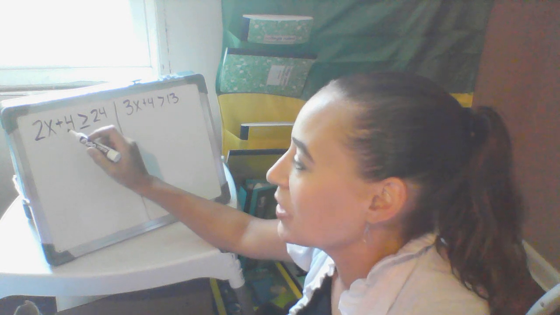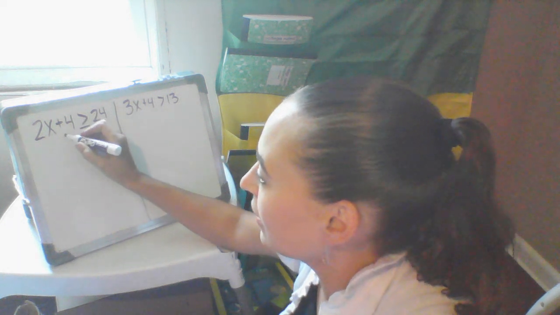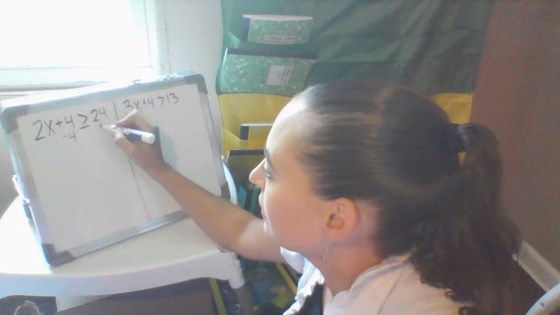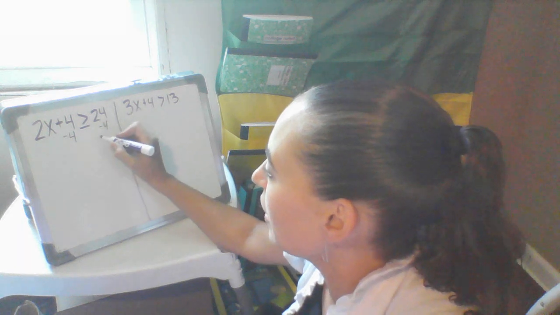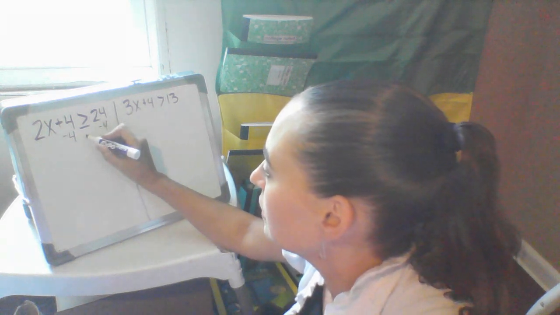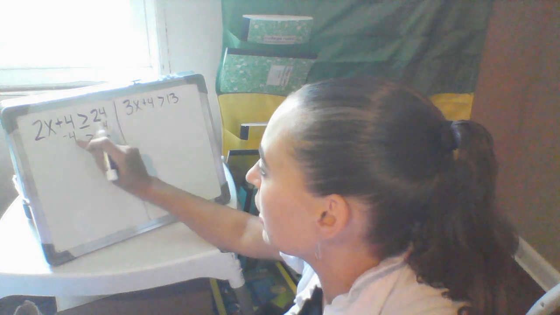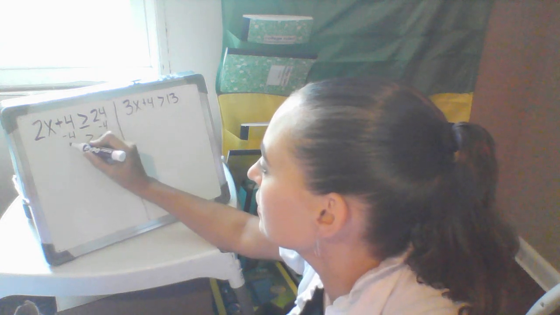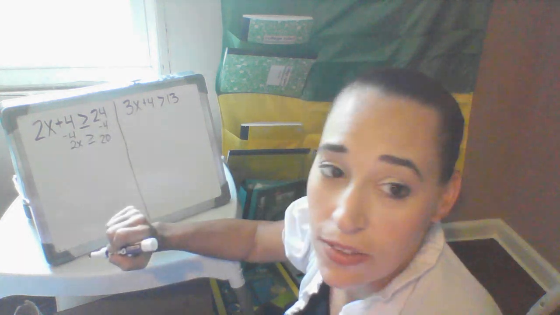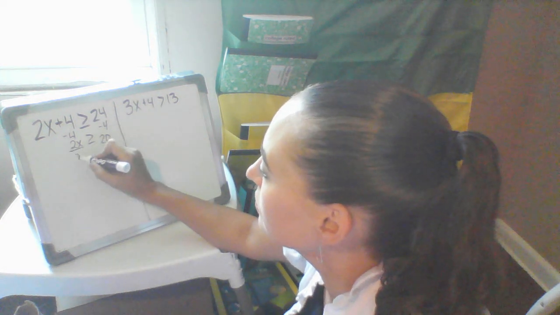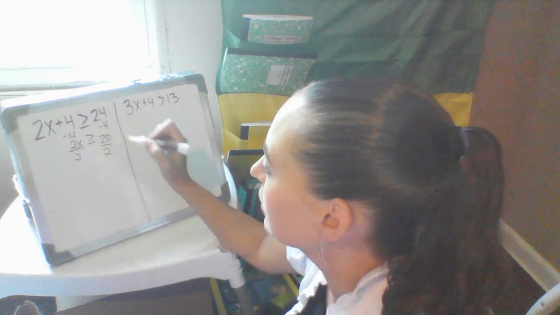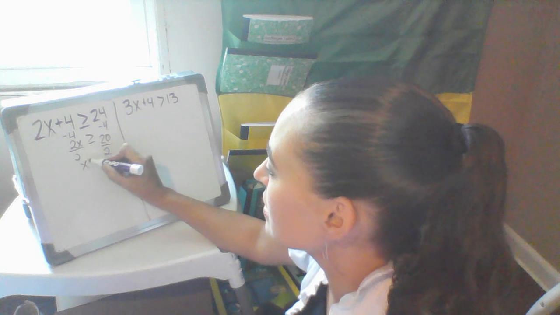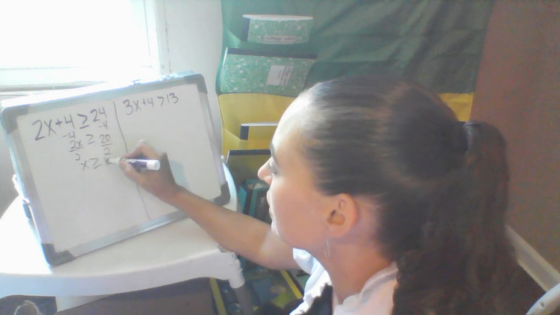Again, you get rid of your constant. So now I have 20 is less than or equal to 2x. Divide out by the 2. Now I have x is greater than or equal to 10.